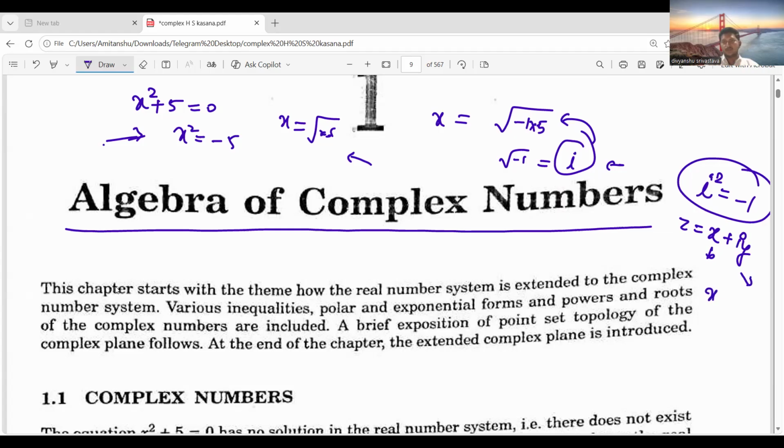So your x is equal to what? Real part of z. Okay, here I am writing z is equal to x plus iota y. Your real part of z is x and the imaginary part of z is y. These two things were used by Euler, who introduced some concepts about complex analysis.